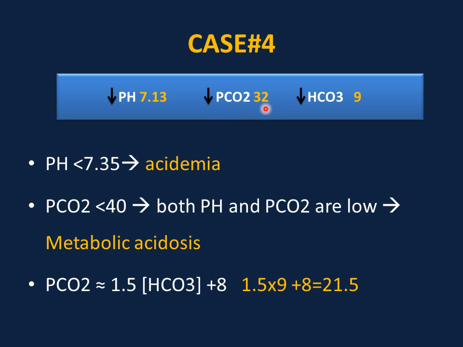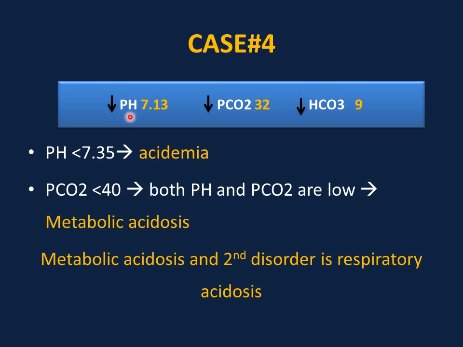To confirm that, you can use the Winter's formula. The Winter's formula is PCO2, to remind you again, equals 1.5 times the bicarb plus 8. So 1.5 times 9, which is the bicarb, plus 8, is 21.5. So the appropriate compensation of respiratory alkalosis should be 21.5. There is a big difference here. This is 32, so it's much higher. You can add 2 plus or minus just to make it close, but it's still very far. So the 32 is much higher. So this patient is having a separate respiratory acidosis.